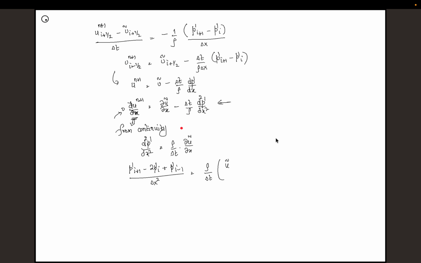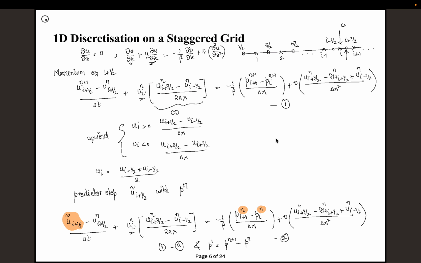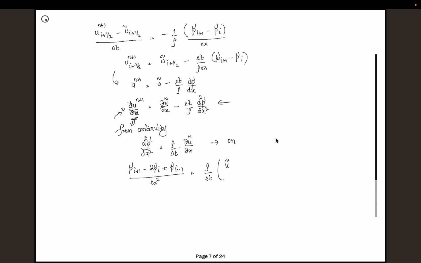yeah, again for continuity, we are doing this on this point. This is my continuity and this is my momentum. Continuity we are discretizing at the ith point. That is the main idea of the staggered grid. For continuity, we will discretize at cell centers, which are this i, 1, 2, 3, and so on. And for momentum, we will discretize at these half ones, i plus half, i minus half, etc. So for continuity, we are doing it at the ith cell. So del u del x at the ith cell will be i plus half minus i minus half by delta x.